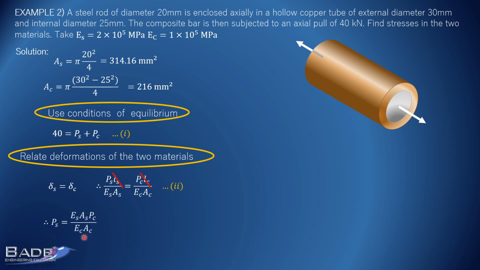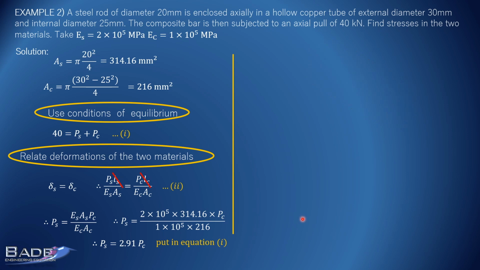So PS is equal to, from this equation, I have just arranged the terms properly, put the values taking care of units, and this is how you have created a relation between PS and PC. Okay, so put it in equation 1. So you will get one equation with one unknown. And this is how you have found out PC. It is 10.23 kilonewton. Put it in equation 1, you will get PS.